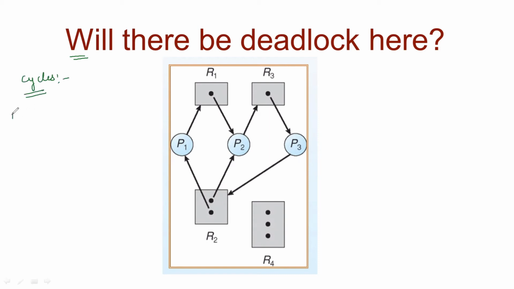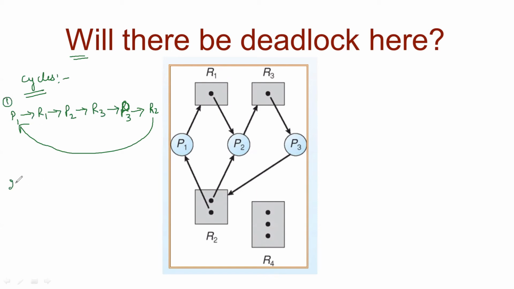As you can see, P1 to R1 there is an edge. From R1 to P2 there is an edge. P2 to R3, R3 to P3, then P3 to R2, and then R2 back to P1. This is the first cycle that I am able to identify.